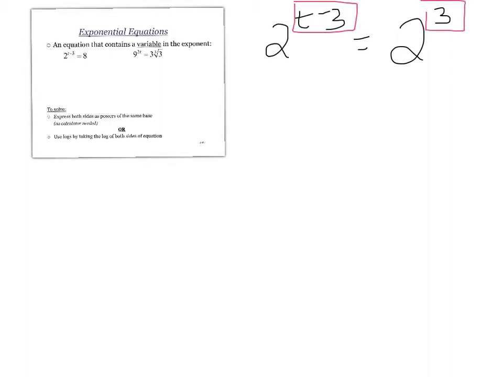Okay, the first equation is 2 to the t minus 3 is equal to 8. And 8 can be rewritten as 2 cubed. So once you have the base the same, we can just set these two exponents equal, which we've been doing in class. So t minus 3 will equal 3. You add 3 and t is 6.